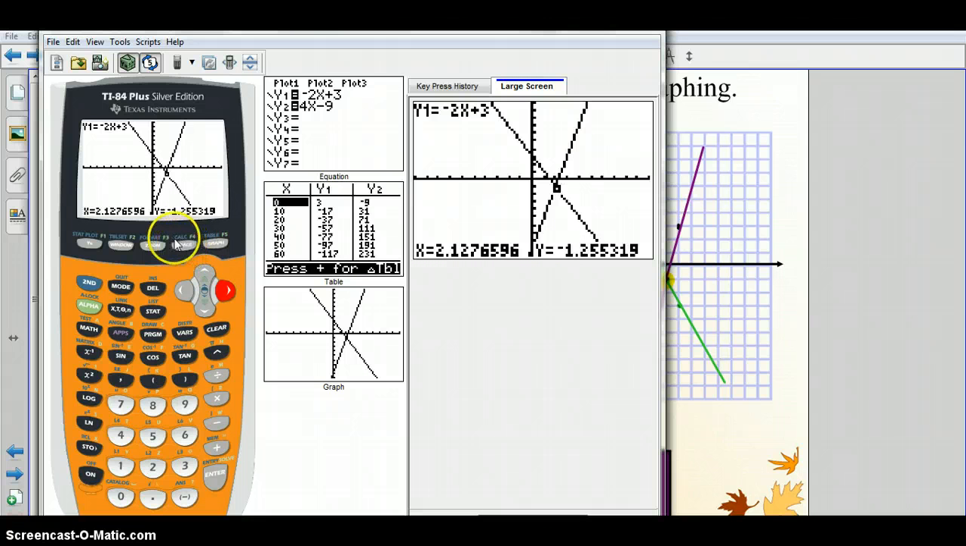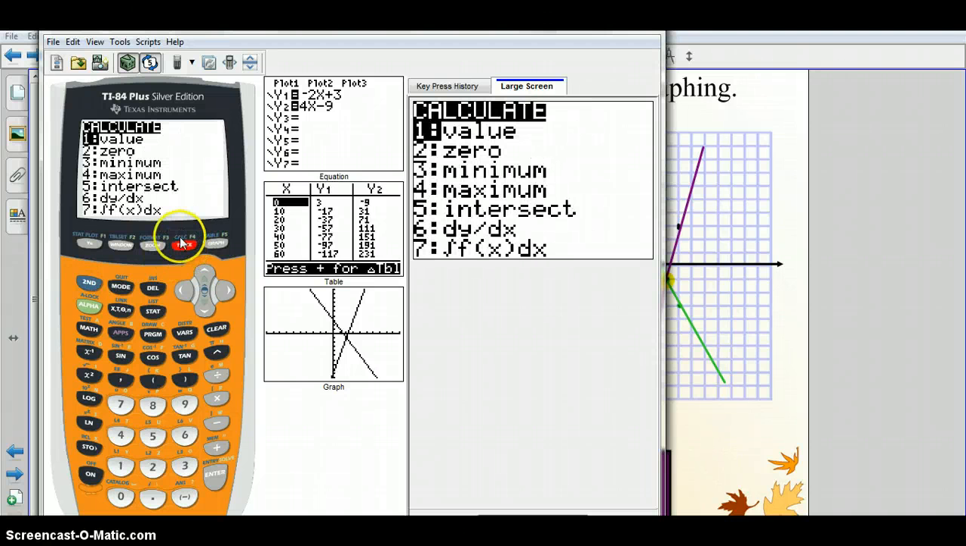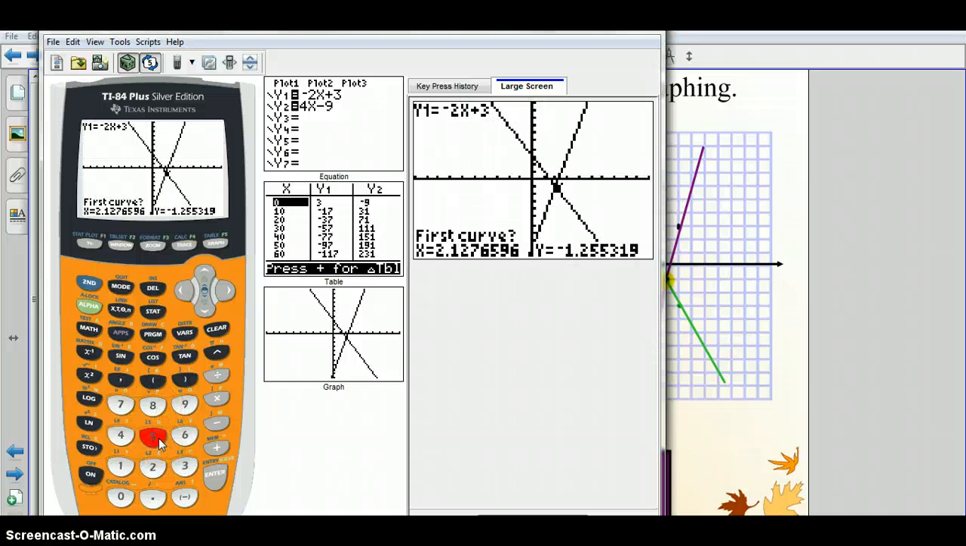Right above the word trace in blue letters is the word calc, which stands for calculate. To get that blue function, we access it by hitting the second function button first, and then trace to get that calculate feature. Once we're in that calculate menu, we type number 5 for intersect. Then the calculator will ask us 3 questions. The first question is, are you on the first curve or the first line? If you look up here, it says y1, and yes, indeed we are, so we hit enter.